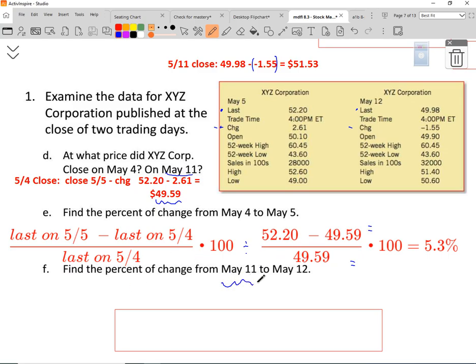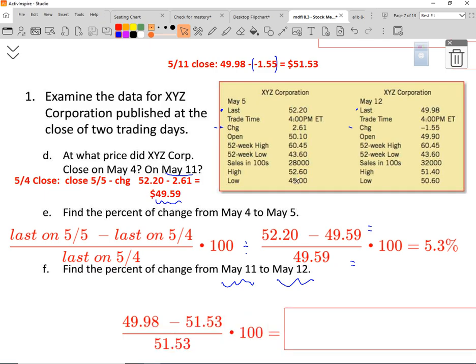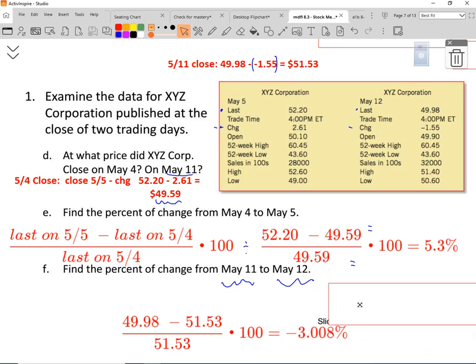So if we're doing the same thing from May 11th to May 12th, so the previous day are these two. So these are both going to be May 11th here, and this will be May 12th. So May 12th minus May 11th divided by May 11th. Does that make sense? So 49.98 minus 51.53 that we've got up here divided by 51.53 equals times 100. Don't forget equals, divide by, equals, times 100.